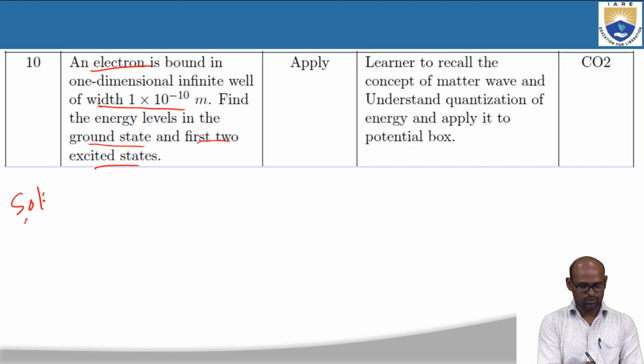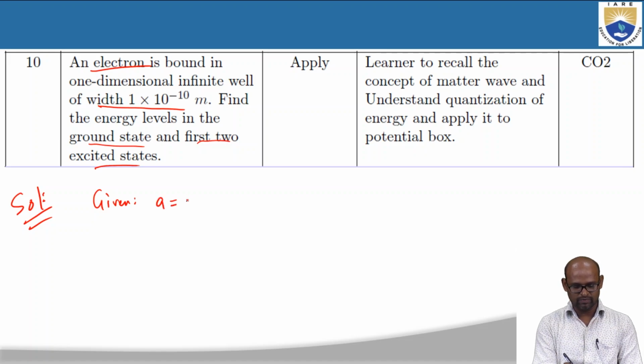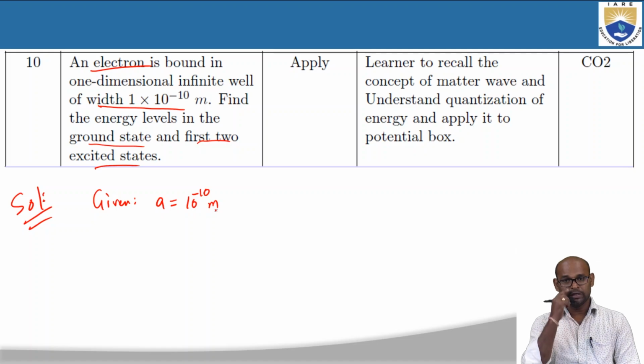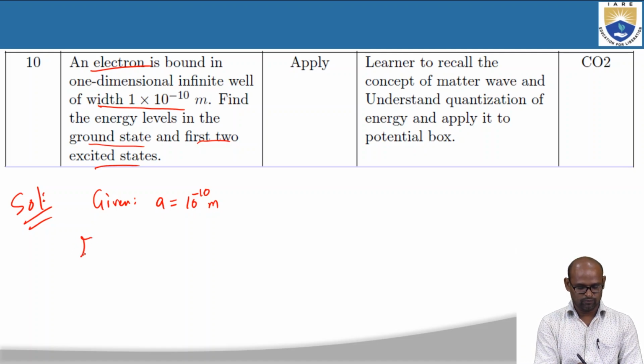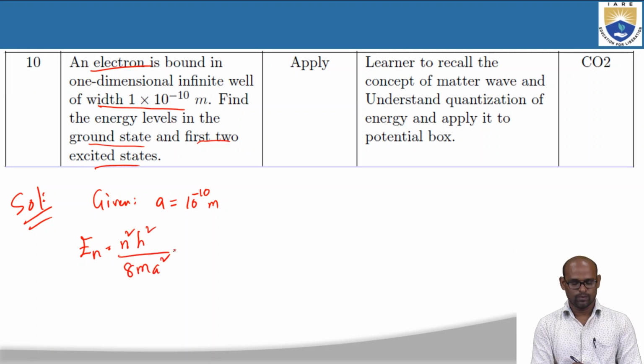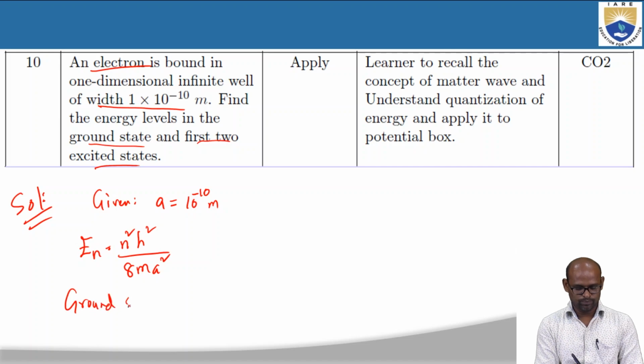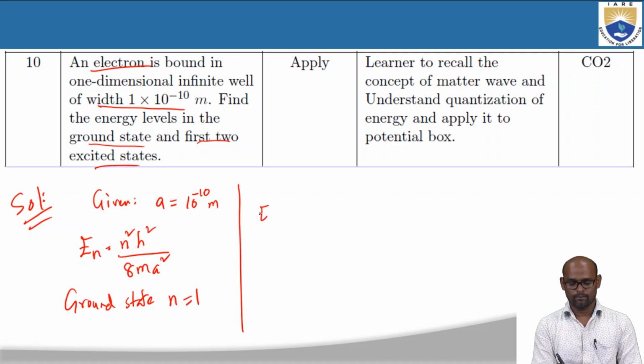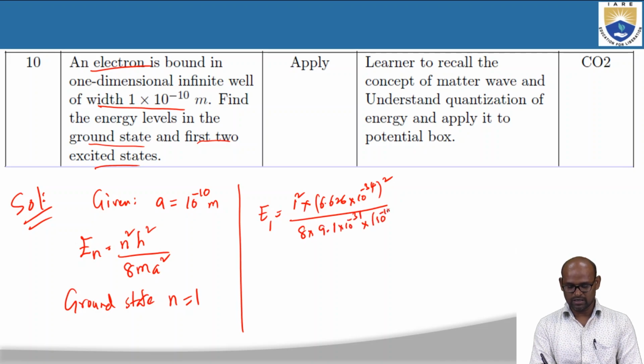We have done this so many times. Now the width A is given as 10 power minus 10 meters, and we need to calculate the ground state. The formula for energies is n square h square by 8 m a square. Ground state corresponds to n equal to 1. So E1 will be 1 square into h square, 6.626 into 10 power minus 34 whole square, divided by 8 m, where m is 9.1 into 10 power minus 31, into A, 10 power minus 10 whole square.